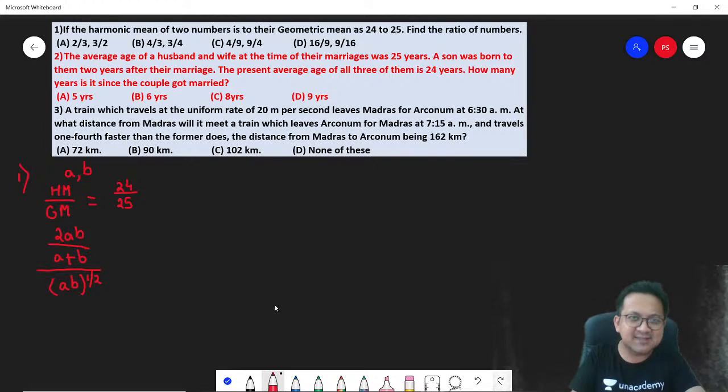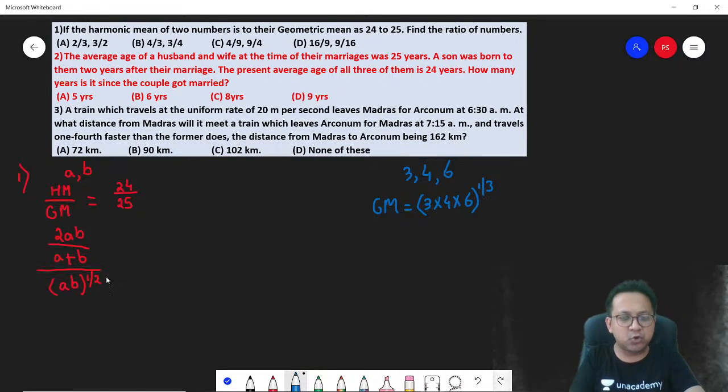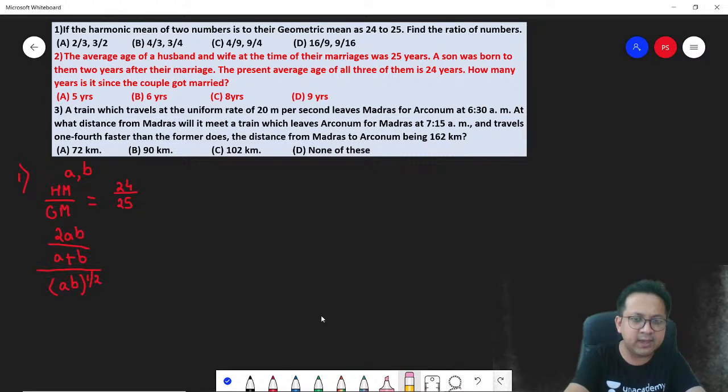As an example, if you have forgotten geometric mean, let's say there are three numbers, 3, 4 and 6. How do you find out the geometric mean? Geometric mean will be the multiplication of these three numbers to the power 1 by n, where n is the number of numbers. So if there are three numbers, it will be 1 by 3. In our case there are only two numbers, so it will be the product of the two numbers to the power 1 by 2. Correct? Okay. So this, as per the question, is given as 24 divided by 25.